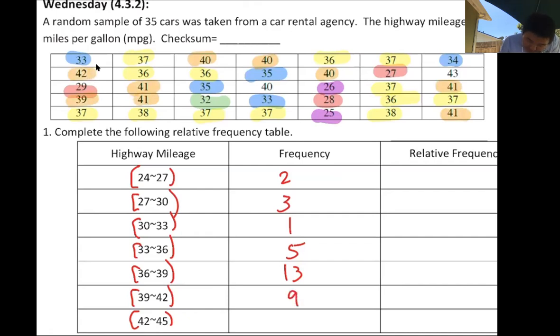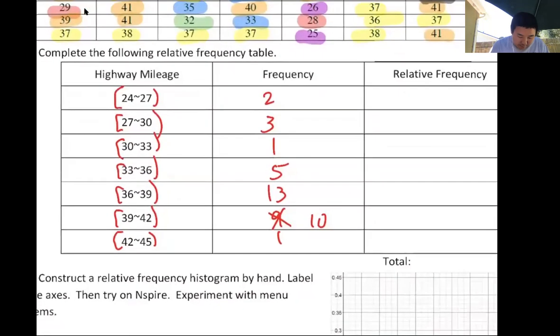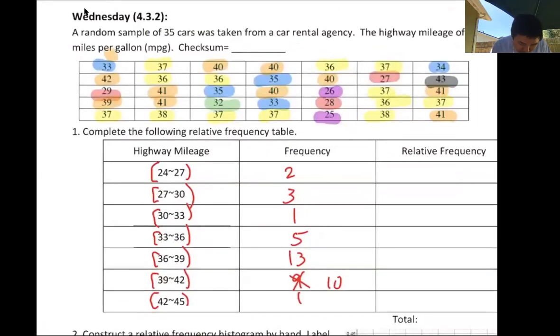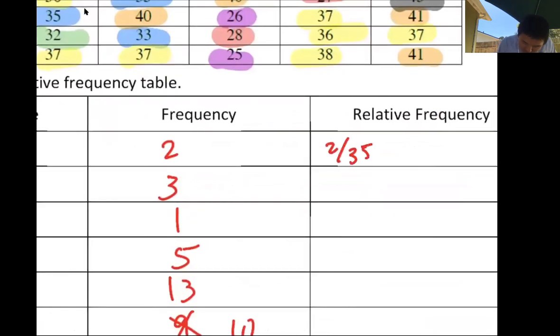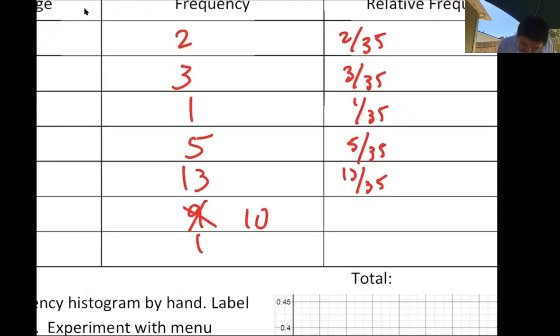Last one, just 1. Okay. Relative frequency: there are 35 cars. So we have to do 2 divided by 35, 3 divided by 35, 1 divided by 35, 5 divided by 35, 13 divided by 35, 10 divided by 35, and then 1 divided by 35.